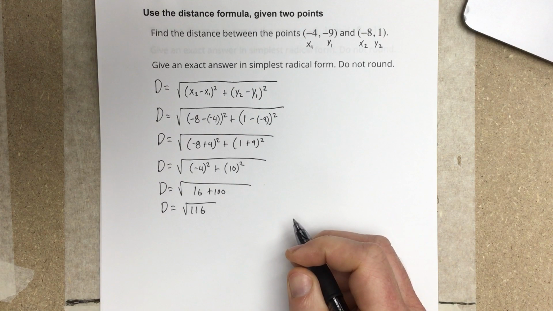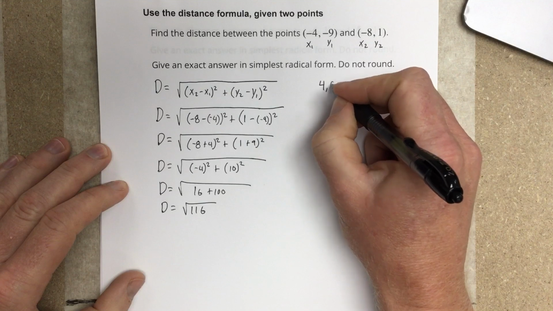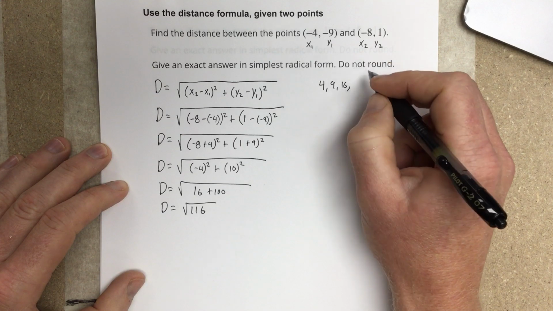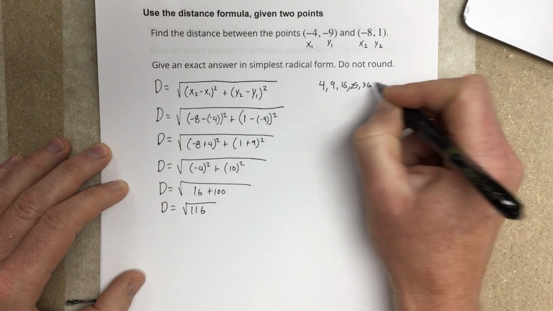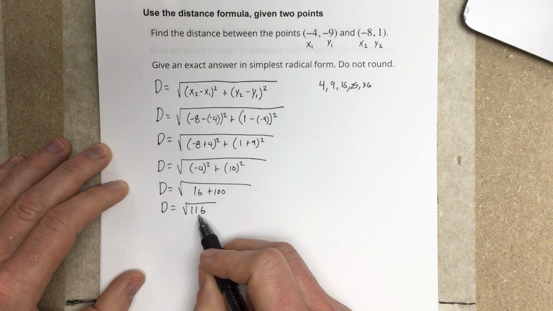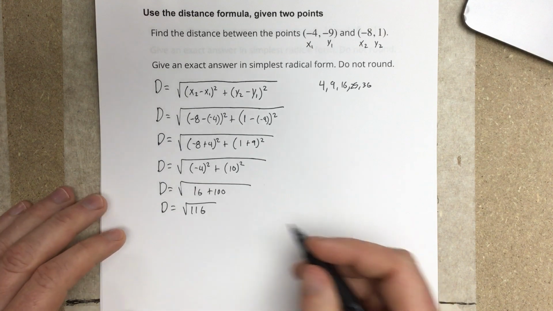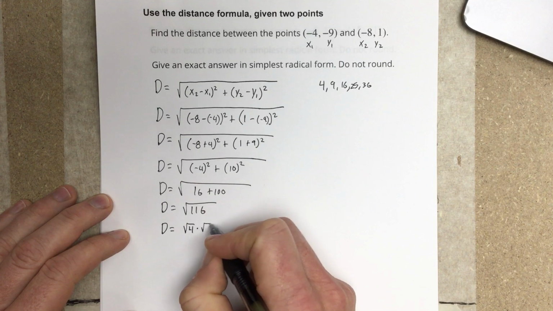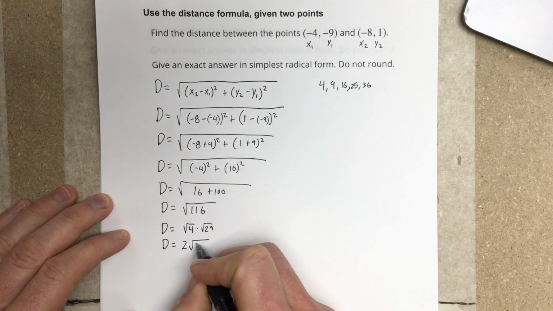Now we can start to break that down. Remember, when you start to simplify radicals, write out the perfect squares. So we're going to have 4, 9, 16, 25, 36, that's probably good enough. Let's see, 116, let's see if it's divisible by 4. That's 29, so we can say that this is d equals root 4 times root 29. And then we know the root of 4 is 2, so we end up with 2 root 29.